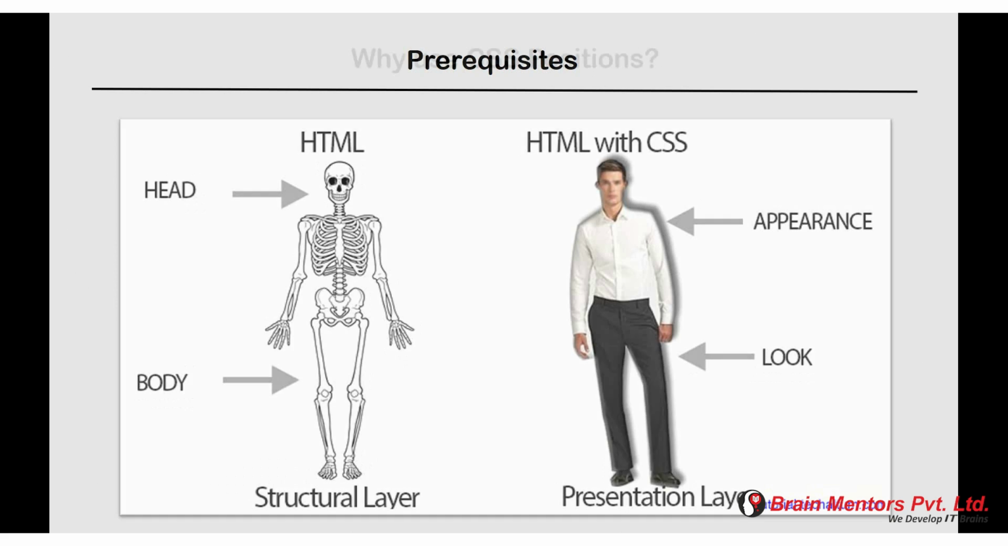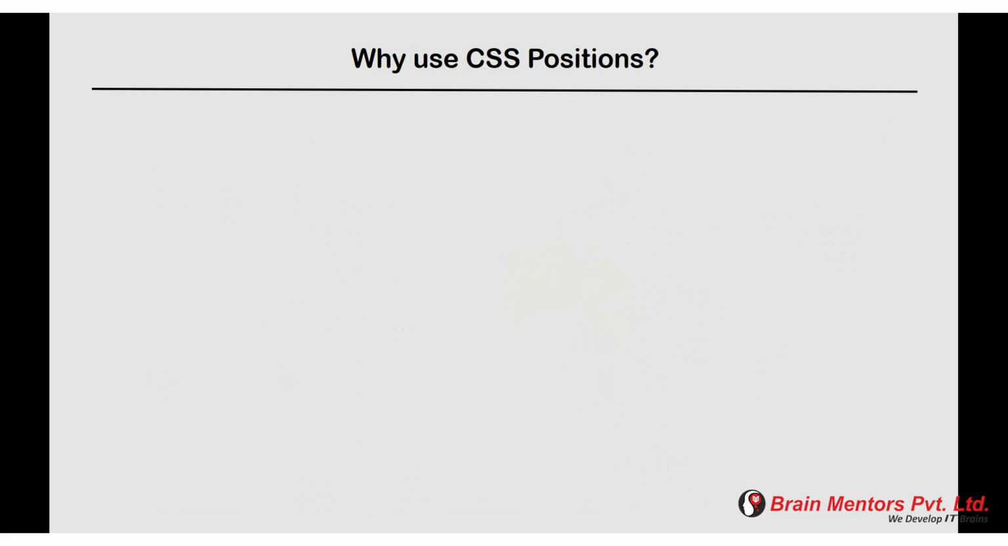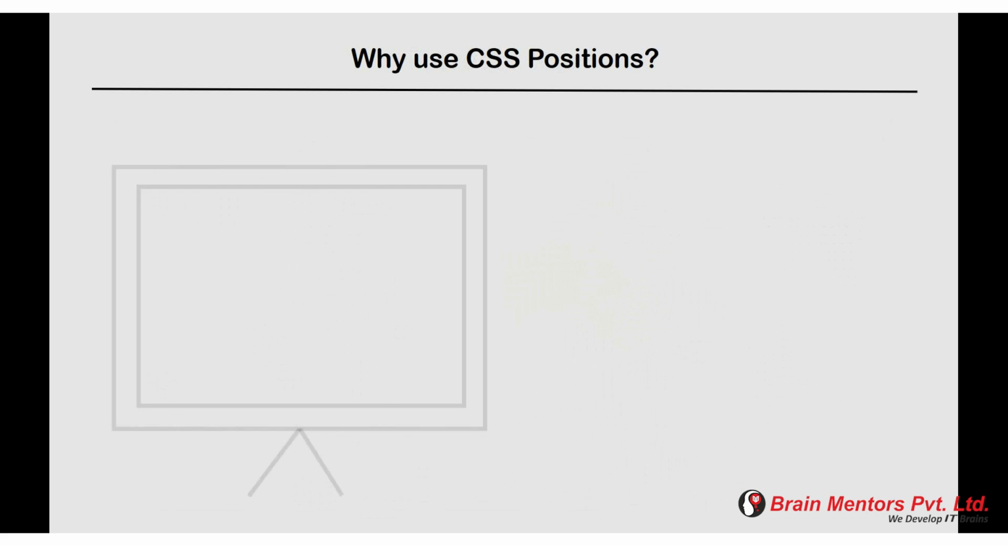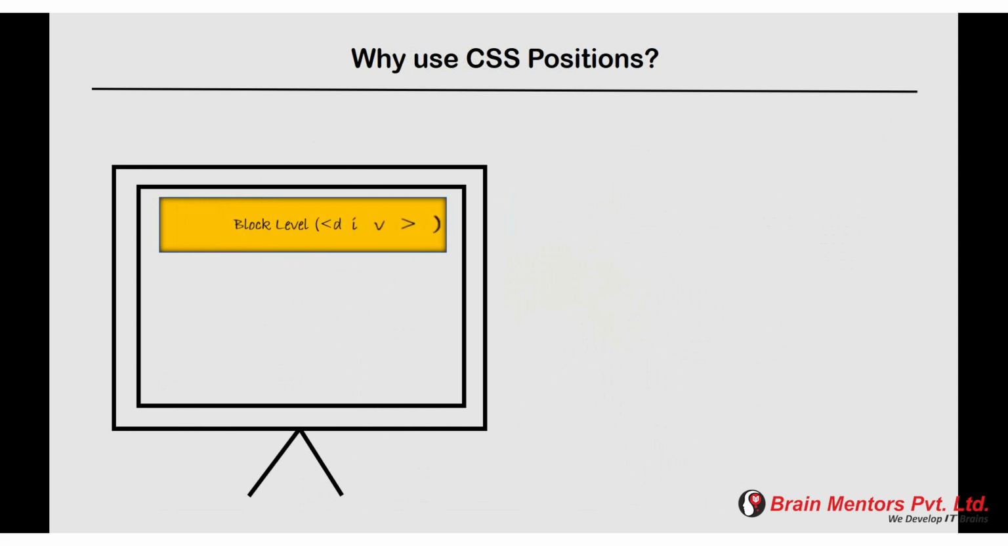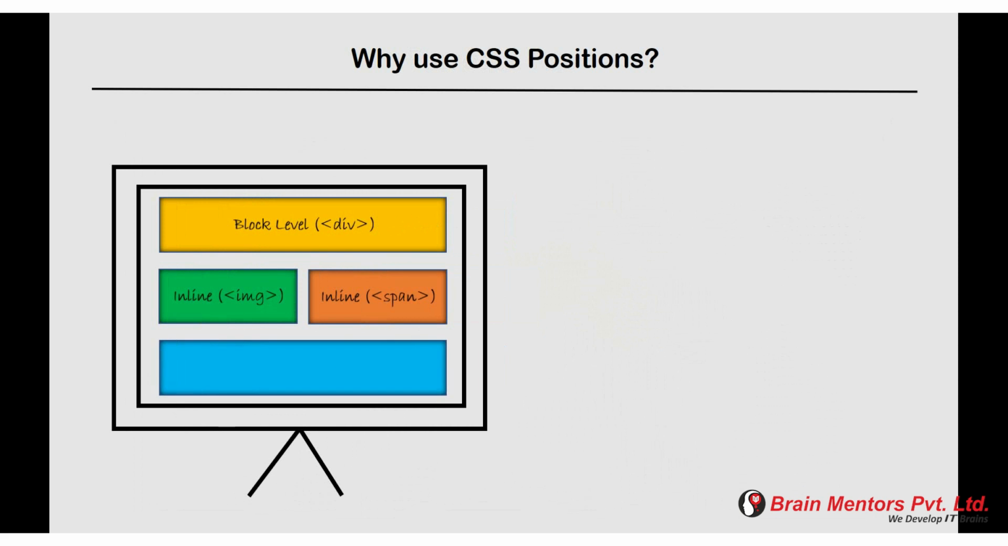Now the question is, why do we use CSS positions? So let's take an example that we have a website, and the website has some HTML elements as well. These HTML elements are block level or inline. HTML elements can be categorized into two categories. First is block level elements, second is inline elements. Block level elements occupy the full width of the document. On the other hand, inline elements occupy the width as per the content they have.